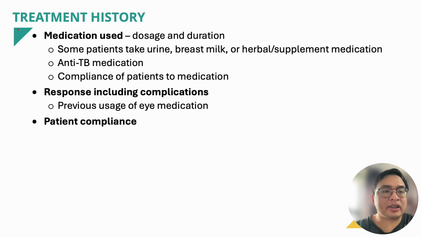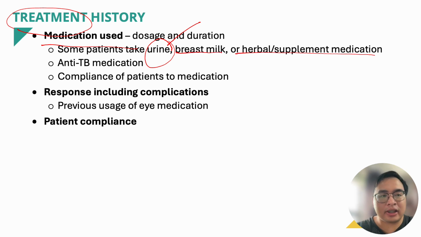Next, you ask for the treatment history. Are they taking any medications? Some time ago in the Philippines, there was fake news that urine could help for whatever reason. So, you need to elicit everything, including breast milk or herbal supplement medication.